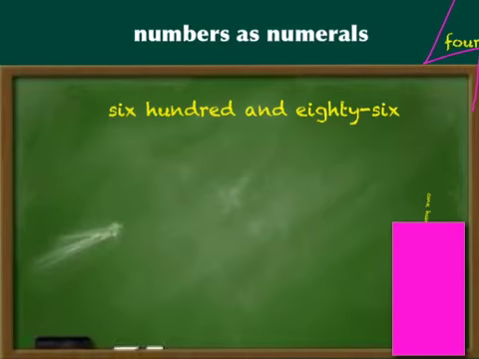Okay, have a look at that one. And looking at that, again, I can see my 100 and how many hundreds, and then the rest is made up of my tens and ones, 86. So that makes it a bit easier to break it down. 686.